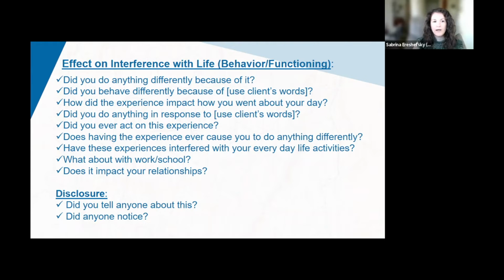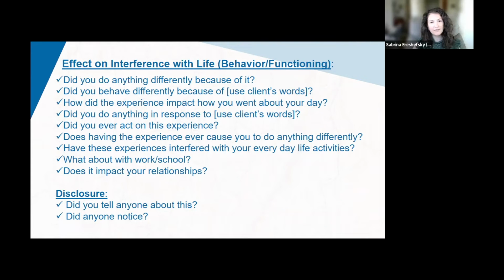And then we also want to ask things about kind of the functional interference. Have these experiences interfered with your everyday activities? What about with work and school? Does it impact your relationships? Part of functioning can also be impact on concentration or sleeping. So you want to try to see if those things are having some interference as well.